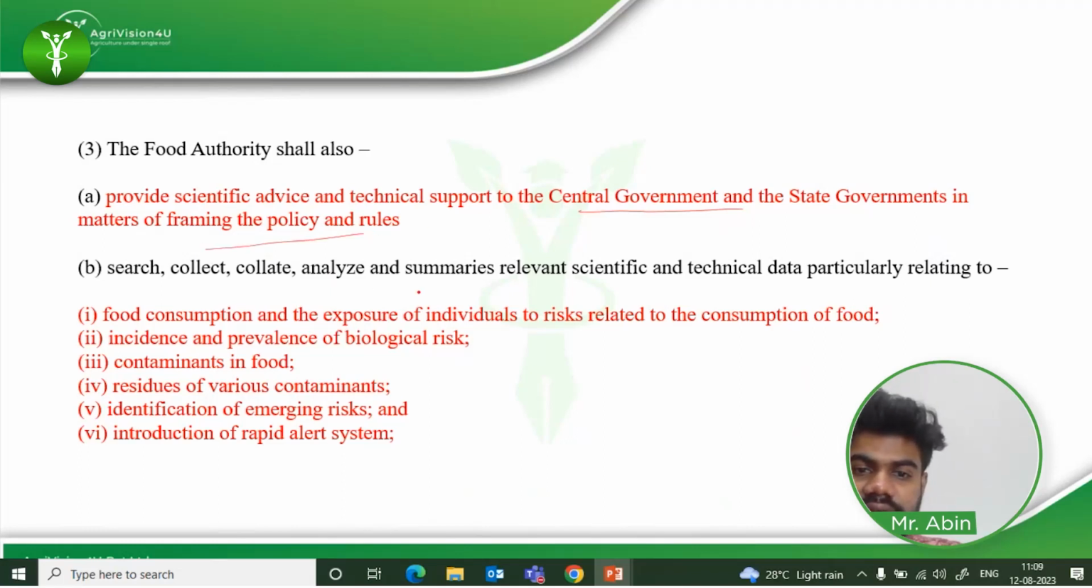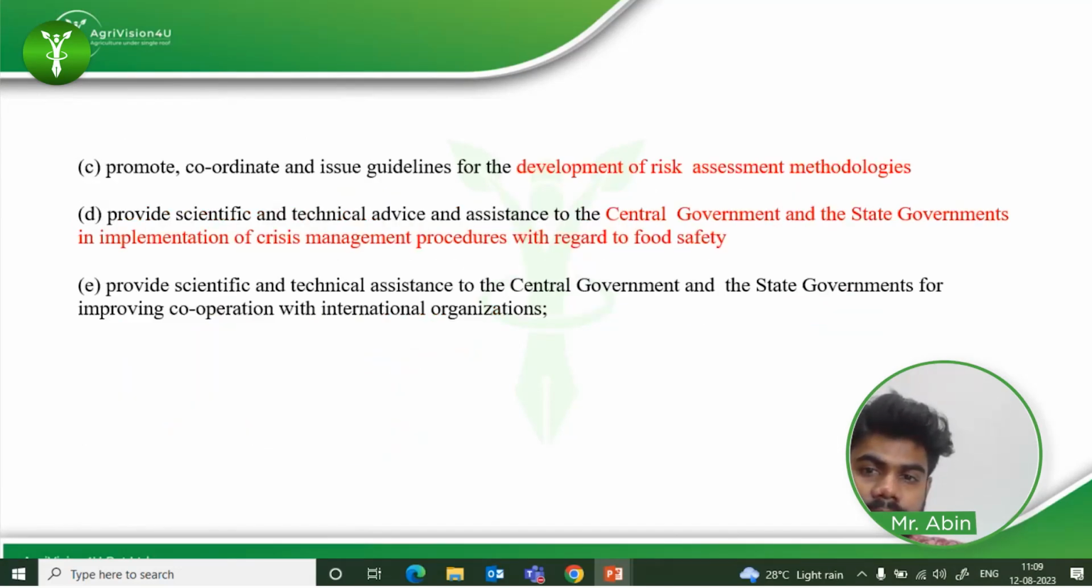It will search, collect, analyze, and summarize relevant scientific and technical data, particularly related to food consumption, incidence and prevalence of biological risk, contaminants in food, residues of various contaminants, emerging risk, and introduction of a rapid alert system. All these are separate duties of the Food Authority.